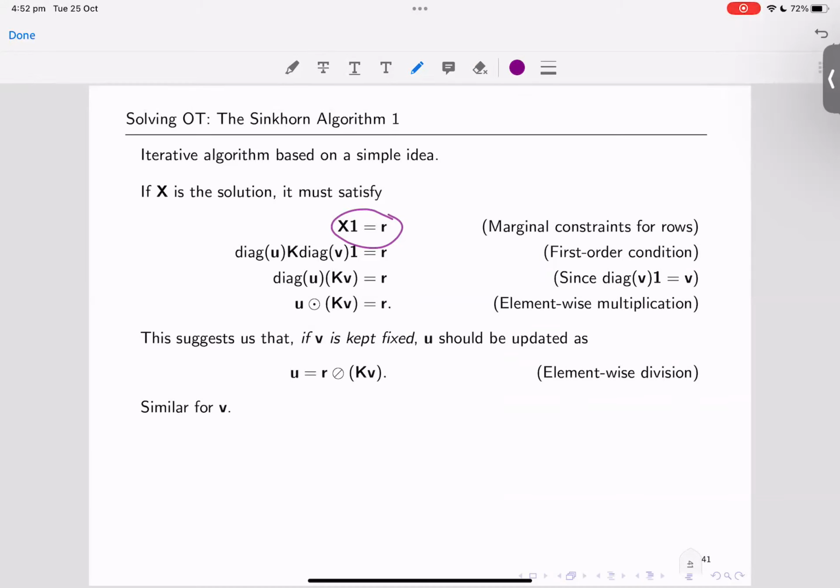And then what we do is we replace X with the diag U K diag V, right? And that's why we end up with this one. And what else do we do in here? So we will have this K times V, because diag of V times one is just V, right? And so basically you would have diag U times KV equals R, right? And so what that means is that, well, if you element wise multiply U with KV, you have R. So all you need to do is to divide R by KV for element wise division. And that's how you end up with this formulation down here, which is U equals R divided by KV, element wise division.